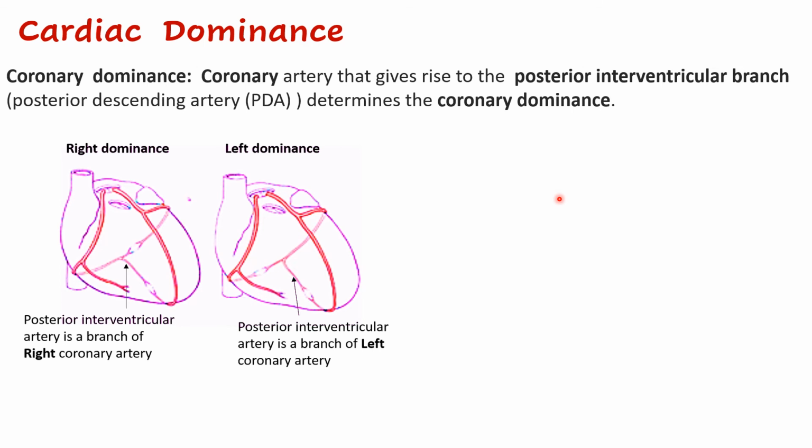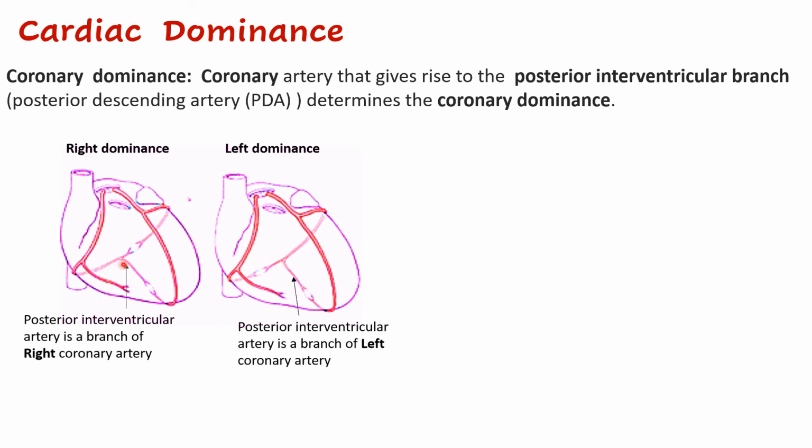Now, what is cardiac dominance? Or coronary dominance, it is known as. It is determined by the coronary artery which gives rise to the posterior interventricular branch. We can see here, this is the right coronary artery, and the posterior interventricular branch is coming from the right coronary artery. Whereas in this case, if you see, the posterior interventricular artery is a branch of the left coronary artery. So that determines the coronary dominance.